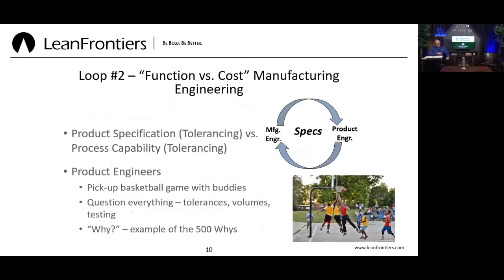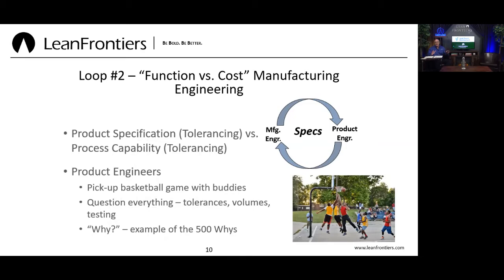So again, this one I'm going to tell a little bit of story. So this other loop, this function versus cost or specifications, the product specifications, tolerancing. So in this loop, as we were working with the product engineers, ultimately the story I had on my process with this was I like to call it like a pickup basketball game with your buddies. Or basically, if your bone doesn't get broke, it ain't a foul. And that's the way we work together.